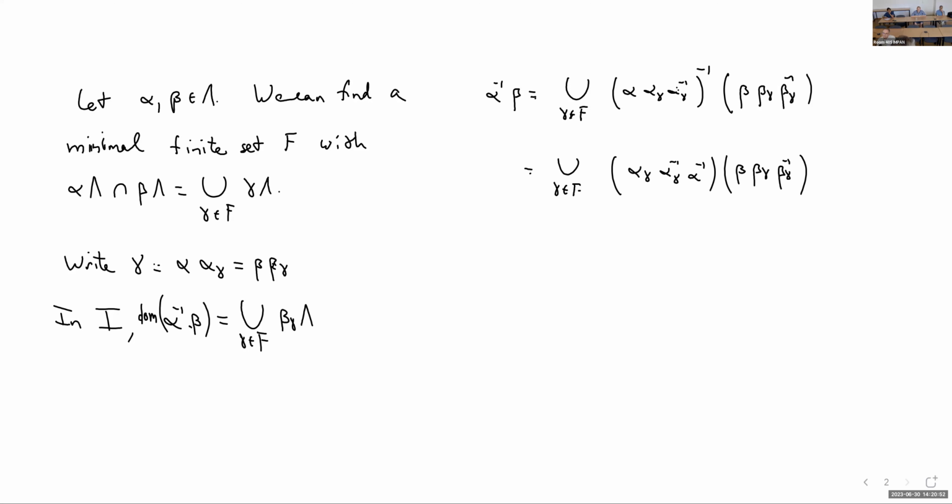But this is the inverse, is alpha gamma inverse. Of course that is gamma inverse, right? We find alpha gamma to actually be what gives you back gamma. And likewise, this is gamma. So these two parts cancel each other. So really we have the union over gamma of alpha gamma, beta gamma.